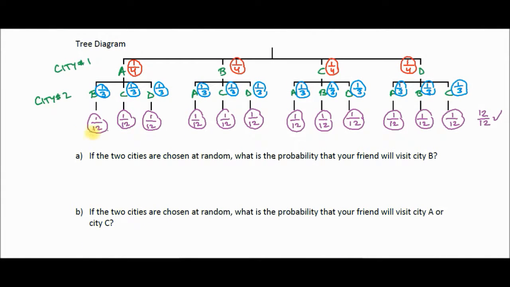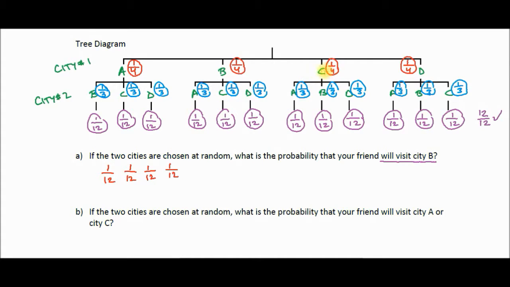Alright. Letter A, if the two cities are chosen at random, what is the probability your friend will visit city B? So the thing that makes me happy is visiting city B. So I'm going to find every branch where B shows up. So, first branch, AB, that one's good. They visited city B there. AC, nope. AD, nope. Oh, all three of these branches are going to match, class. BA, BC, BD, we visit city B in every one of those branches.